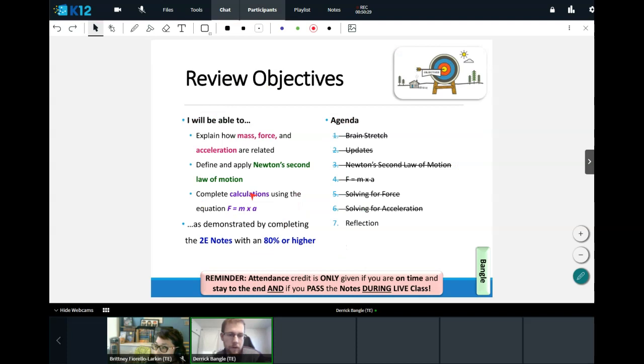We learned this formula, we learned how to use it and calculate different parts of it, including rearranging it using algebra. All right, if you haven't already, please go and submit your notes if you are ready to.